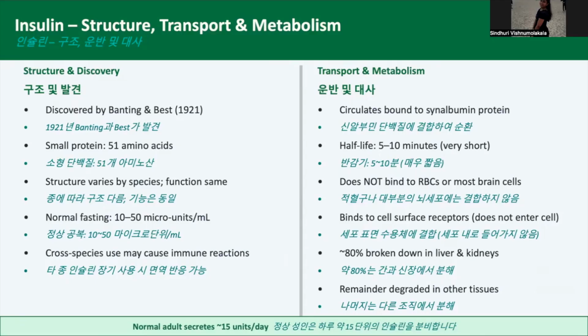Now let's understand the transport. Insulin binds with a circulating protein called syn albumin that has anti-insulin effect, and the half-life of insulin in circulation is only 5 to 10 minutes. It is fixed to many tissues but not RBC, and most of the brain cells do not bind to it.